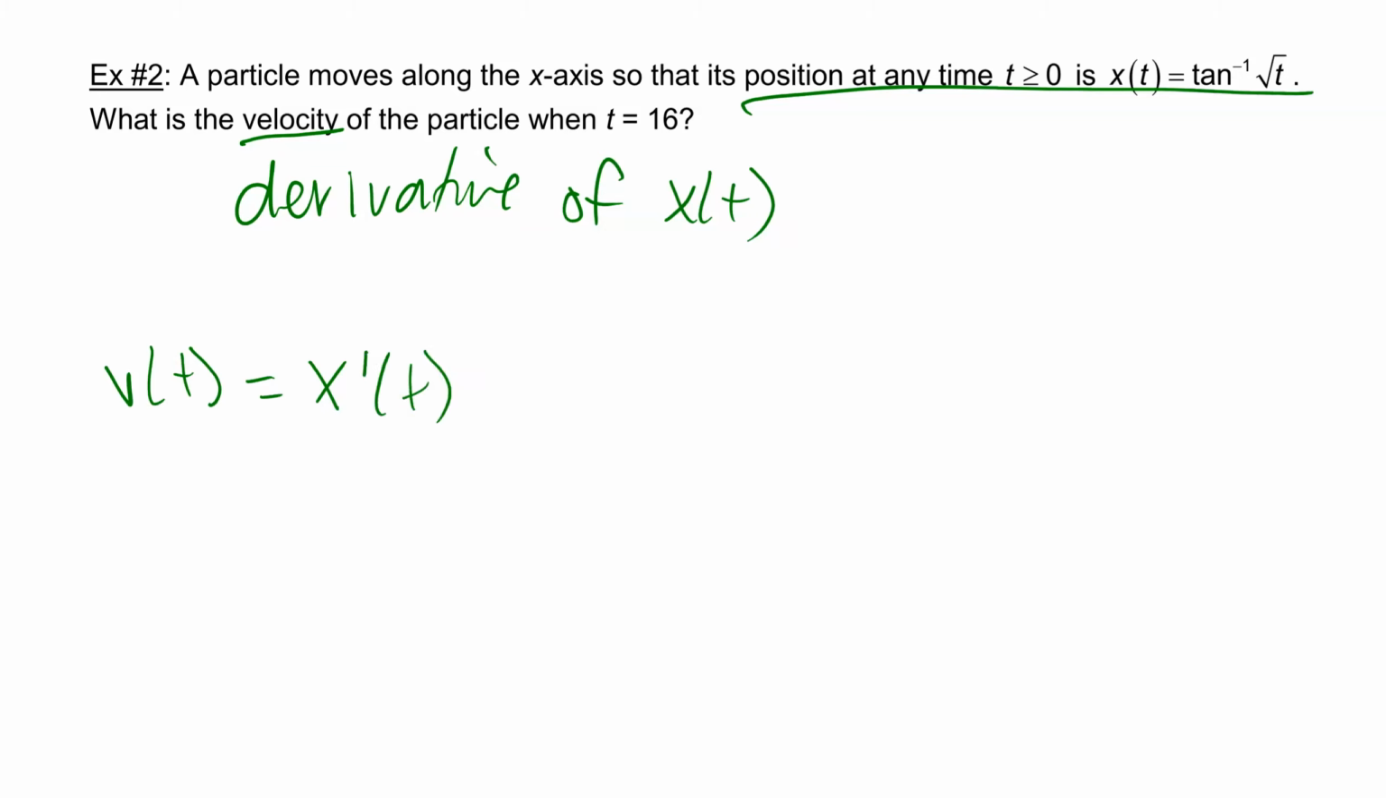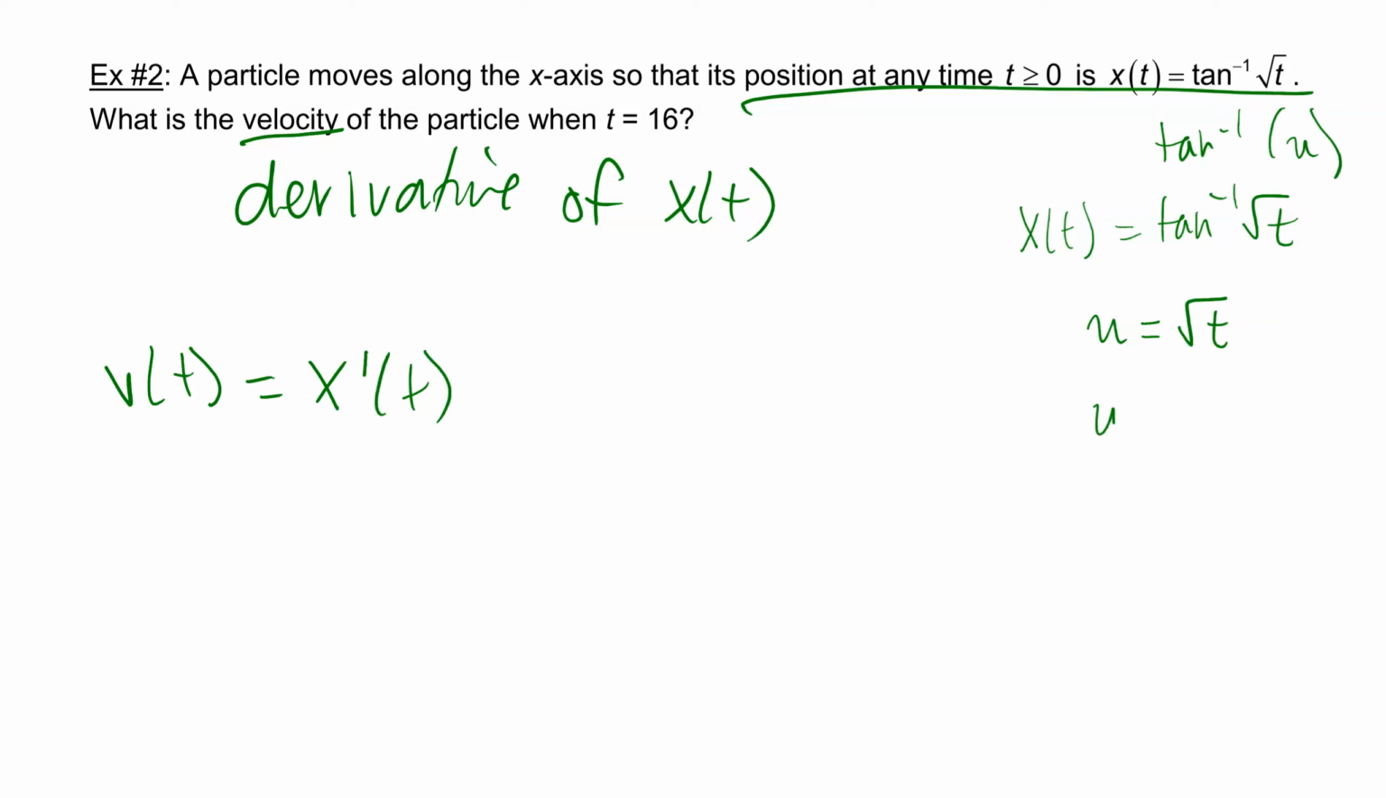X prime of t. Okay. So I'm going to write this as, I'm going to say x of t is equal to tan inverse of root t. So this means u is equal to root t, right? So imagine I'm writing this as tan inverse of u, like our equation at the top of the page. U is equal to root t.